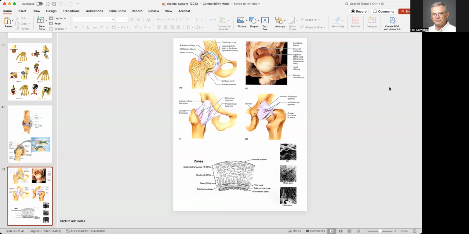All right. So with that, we are now concluding the skeletal system and we'll be moving on. If I'm not mistaken, it's cardiovascular. I have to check my calendar.